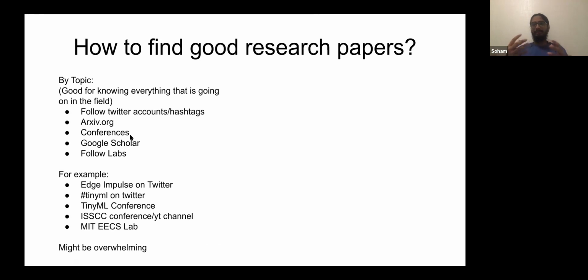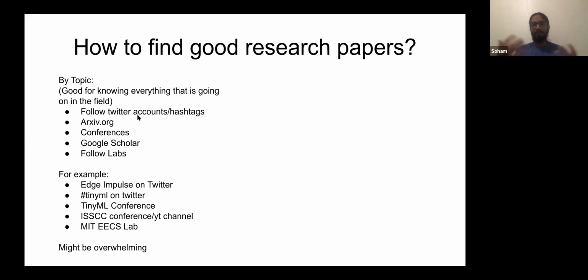So if you want to search for a paper by topic, it's really good because it tells you everything that's going on in a field, right? And the topic can be really broad, which will give you a lot of papers, or it can be really narrow. For instance, a broad topic would be something like deep learning. That's really broad, and you'll get lots of papers with lots of stuff, right? A narrower topic might be something like edge computing, and that'll give you fewer papers to see.